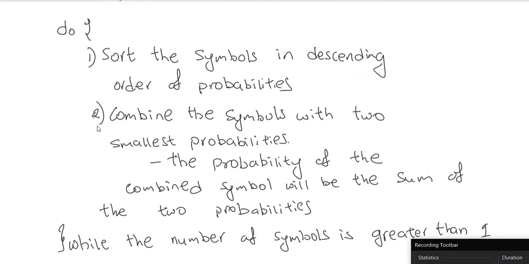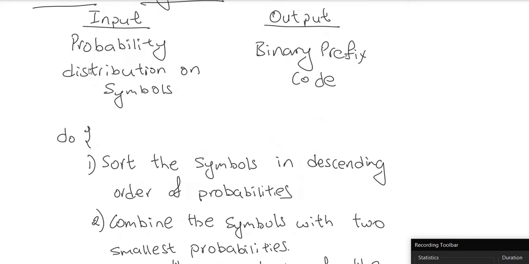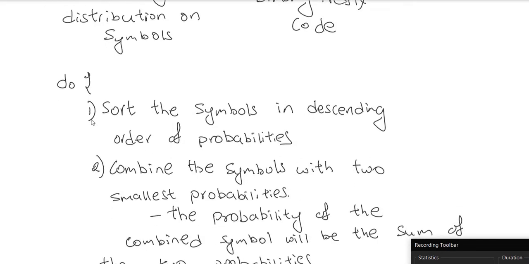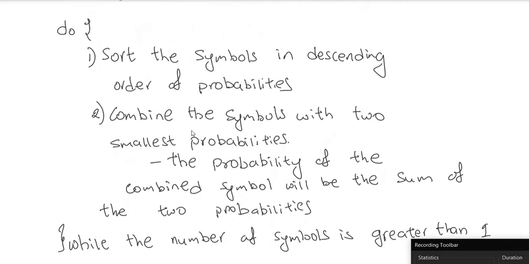So let's look at the two steps within the loop. Remember, we are starting with a probability distribution on symbols. The first step is to sort the symbols in descending order of probabilities. Once we have a sorted list, we're going to combine the symbols with the two smallest probabilities. That means the last two symbols will be combined into a single symbol, and the probability of the new symbol will be the sum of the two probabilities.